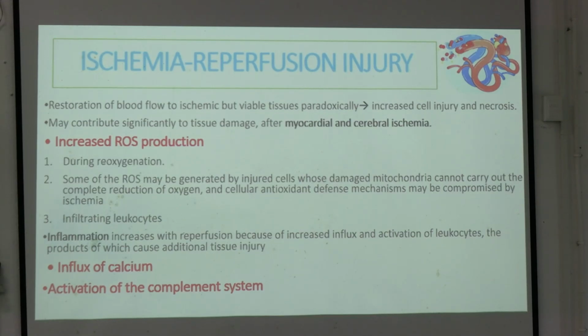Okay? So reactive oxygen species: when you are reperfusing the cells, the injured cells whose membrane, the mitochondrial membrane, was also damaged due to complete reduction of oxygen, their antioxidant defense mechanism does not work very well. So all these things will lead to increased reactive oxygen species. There is also increased influx of calcium because of the sudden arrival of blood. So all these things will lead to a condition which is known as Ischemia-Reperfusion Injury.